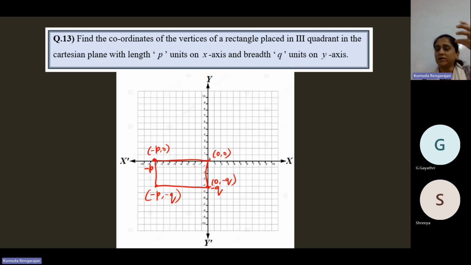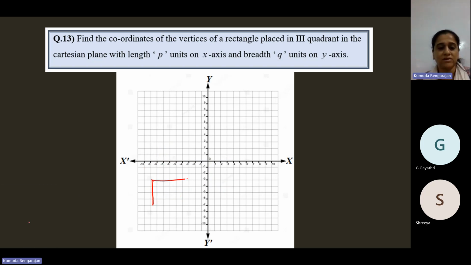And the rectangle cannot be completely in the third quadrant because then the length and breadth will not be on the x and y axis. Let me clear this out. See, if you imagine it like this, then the rectangle is in the third quadrant, but the length and breadth don't lie on the x and y axis. So it cannot be like this.